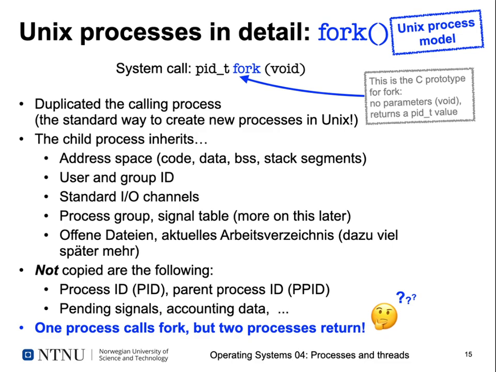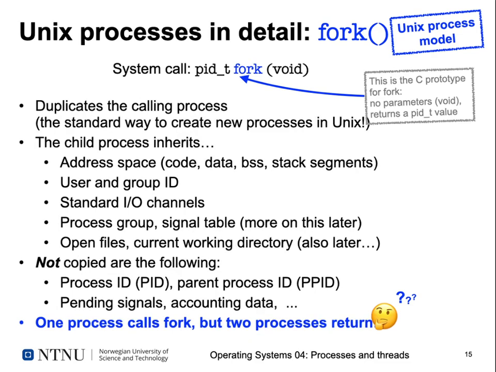So what fork does is, when you call fork, your operating system takes the process that is calling it and duplicates it. So you have two copies and they're almost identical. The child process inherits the address space, so all of the code, all of the data, the BSS and stack segments of the process that called fork. It inherits its user and group ID. It inherits its standard I/O channels, even if they're redirected. It inherits other information like a process group and signal tables, so we'll discuss this later. It inherits open files and the current working directory. As you see, this is from a set of German slides, which I neglected to translate this line. We'll see more about this later.